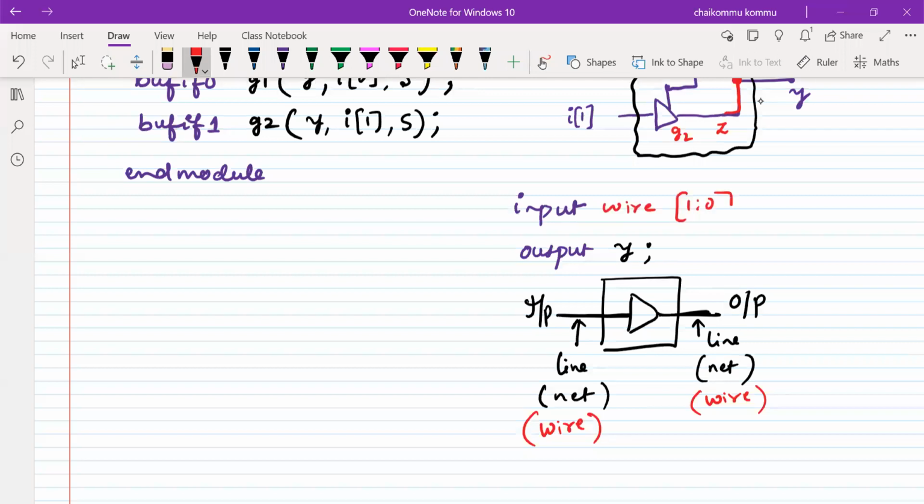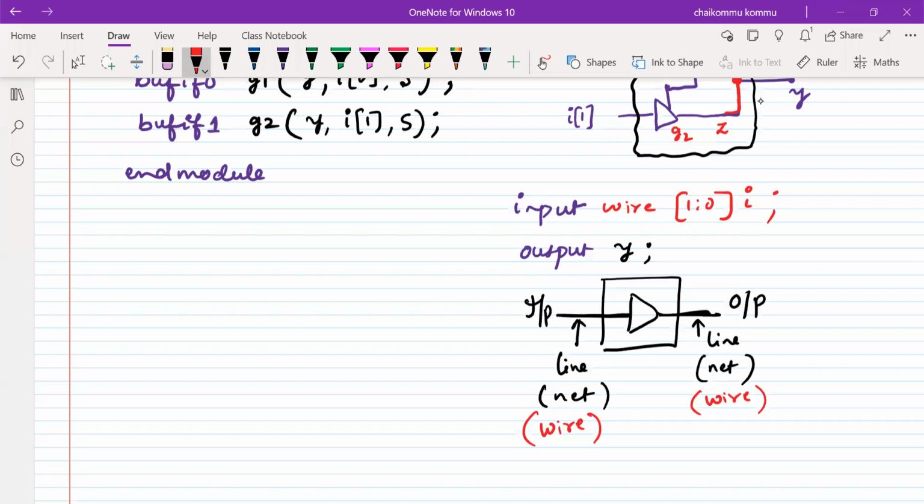1 down to 0 of I. That is what actually the right notation. When you are writing the input declarations and output declarations, unless otherwise you are specifying it as a variable data type, it must be a net data type only. So one of the important net data types is wire.